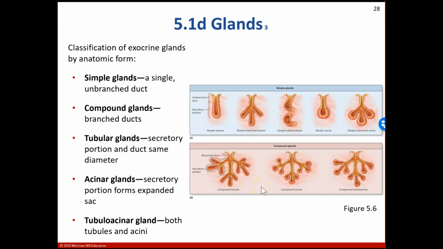And if we have an acinar gland, that means that we have the secretory portion that is an expanded sac. So you can see the expanded sac over here in the simple branched acinar, and over here we have just the simple acinar. And down here is the compound acinar, in which we have that expanded sac at each of those branches. And then the last type we can have is a tubuloacinar gland, which means we have both the tubulo portion and the acini. So we have that sac and also that kind of elongated portion that would be the tubular region.